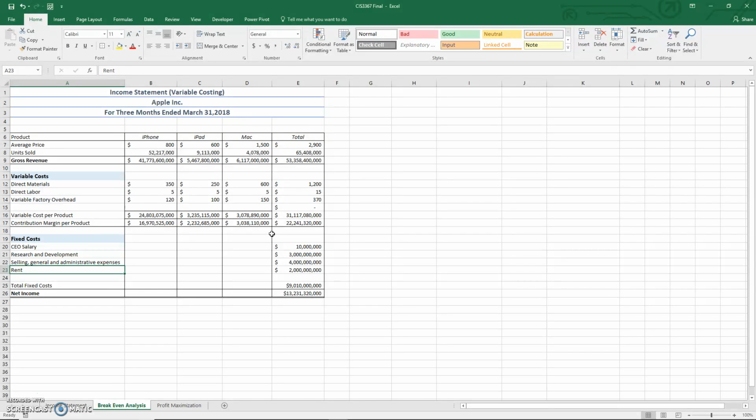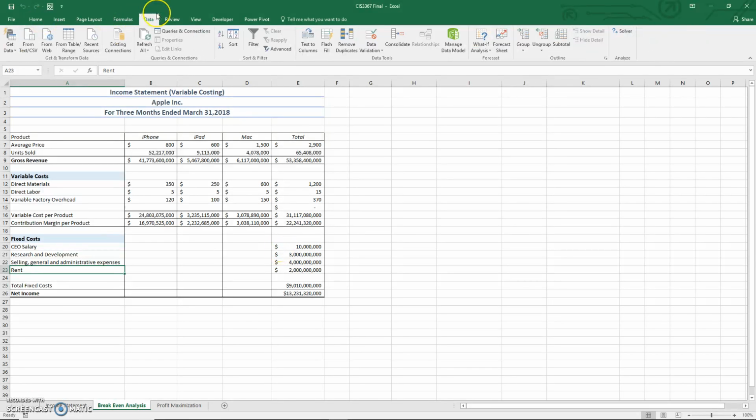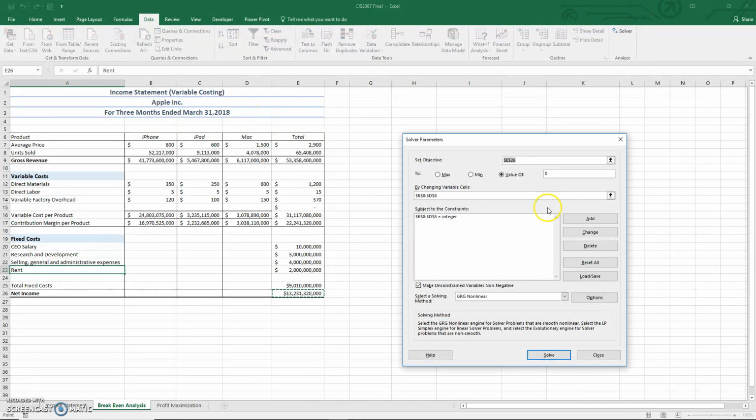From this income statement I have here, I want to carry out two different scenarios to see how the company may fare in the years to come. By using Solver, I can maximize, minimize, or set a specific value to a cell of my choice. The first thing I want to do is to see how many products would have to be sold for Apple to break even. So we're going to the Data tab, Solver.